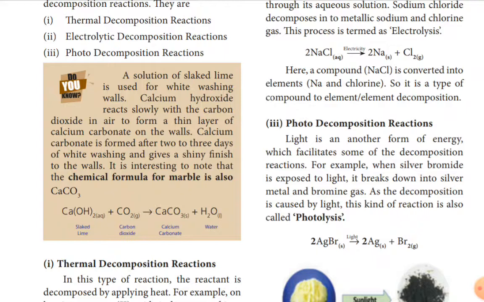Calcium carbonate is a precipitate. A white precipitate is formed, and this white precipitate gives brightness to the wall. This takes place 2 or 3 days after the whitewashing. This is the reaction that takes place during whitewashing. Sometimes you will be asked, what reaction takes place during whitewashing? Explain with an equation. So you have to write the equation given in the Do You Know part.